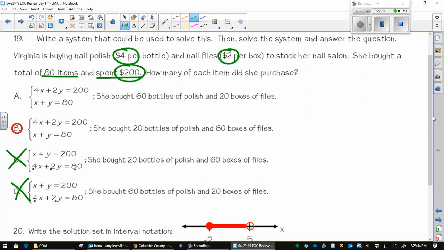60 and 20 both plug in here to equal 80. Let's see if we can plug it into the top equation and have it work. 4 times 60 plus 2 times 20. And remember, the 60 has to go with the $4 nail polish, and the 20 has to go with the $2 nail files. And let's see, that's $240 plus $40, which equals $280. So that is not a true statement. That does not equal 200. So therefore, B must be the correct answer.